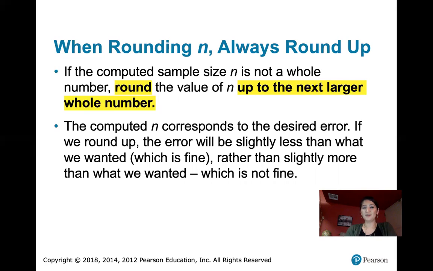We're just not comfortable letting the error be more than what we want. Remember, error is a bad thing. We want to be as accurate as possible, so we want to minimize the error. So if we round up, it makes the error smaller, which is fine. If we rounded down, that would make the error larger, which is not fine. Then we wouldn't actually meet that desired error. When we round up, that's sufficient to give us the desired error.